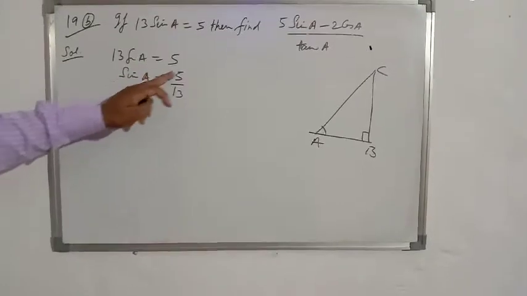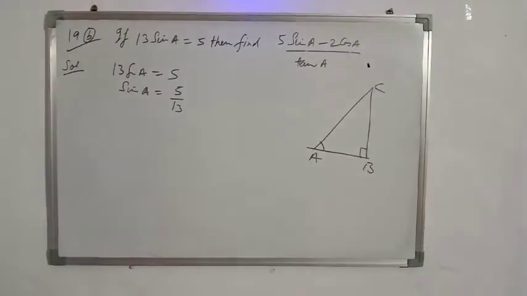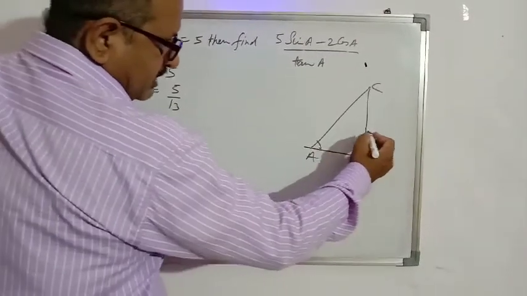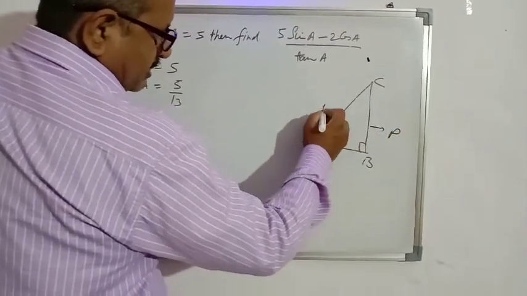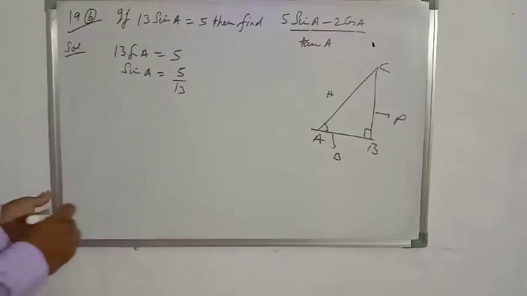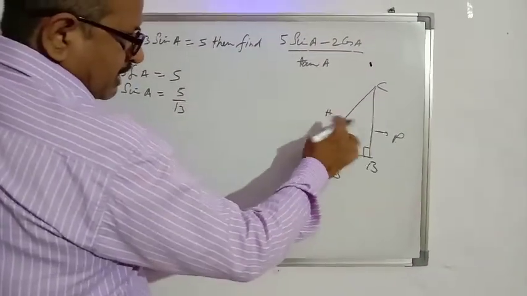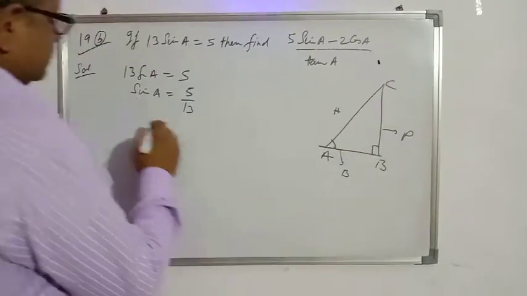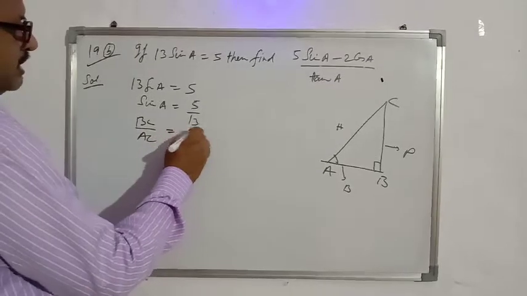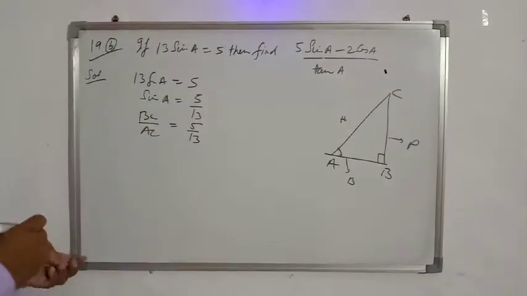13 sin A is 5, so sin A is equal to 5 by 13. Angle A is this one, so its opposite side is the perpendicular, this is the hypotenuse and this will be the base. Sin A means perpendicular by hypotenuse. So BC upon AC. We will write BC upon AC is equal to 5 by 13.